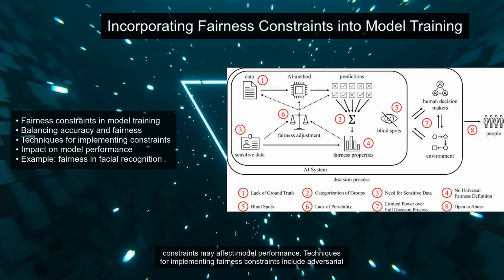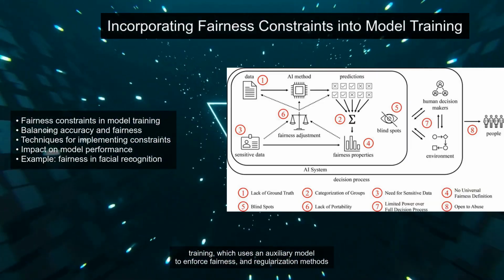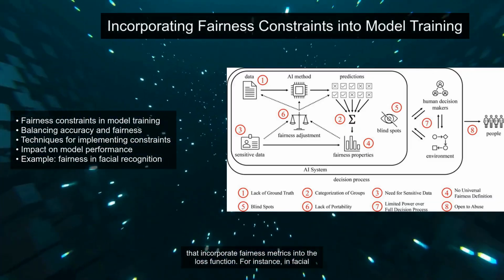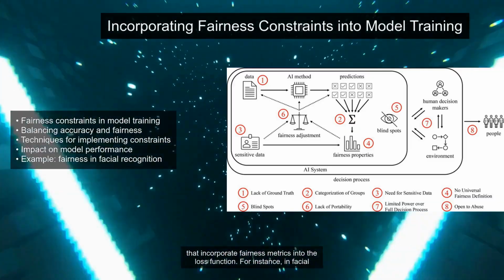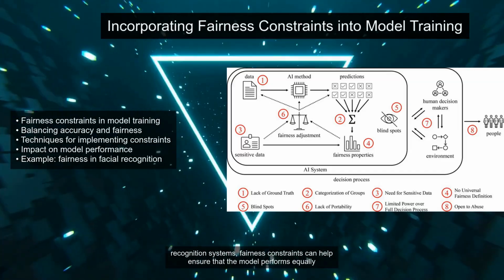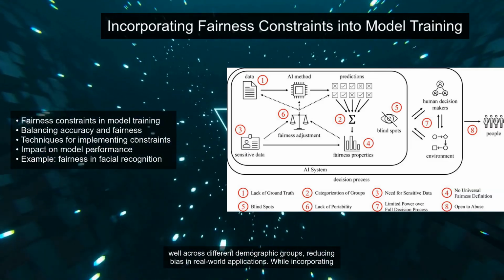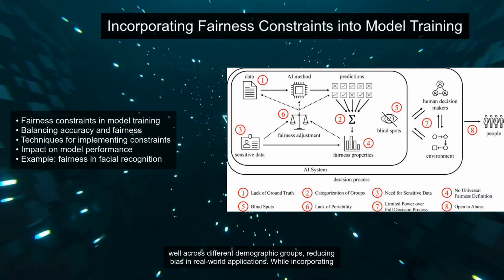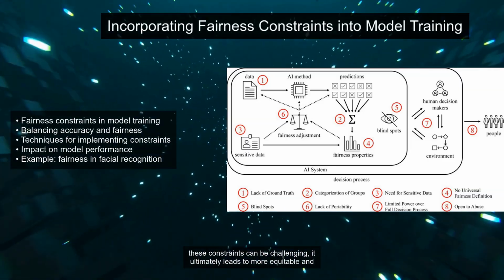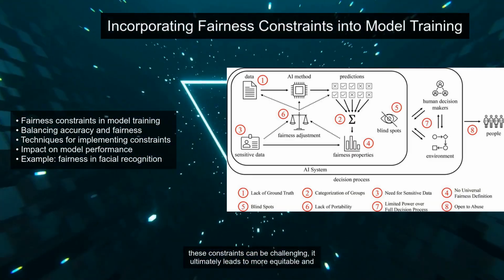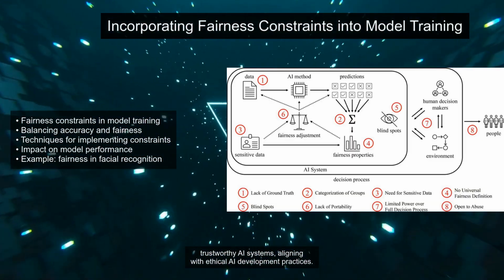Techniques for implementing fairness constraints include adversarial training, which uses an auxiliary model to enforce fairness, and regularization methods that incorporate fairness metrics into the loss function. For instance, in facial recognition systems, fairness constraints can help ensure that the model performs equally well across different demographic groups, reducing bias in real-world applications. While incorporating these constraints can be challenging, it ultimately leads to more equitable and trustworthy AI systems, aligning with ethical AI development practices.